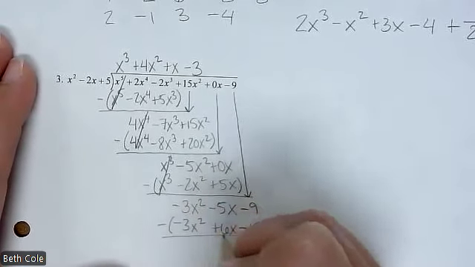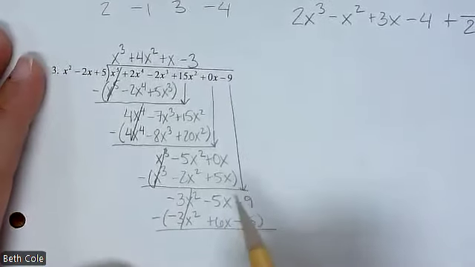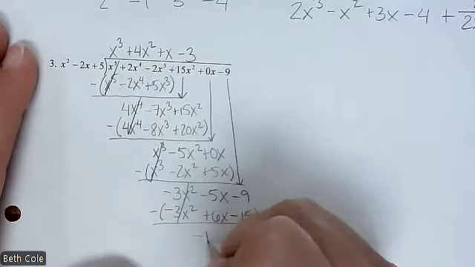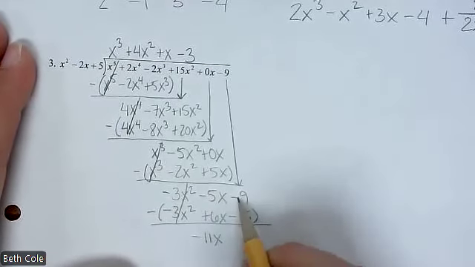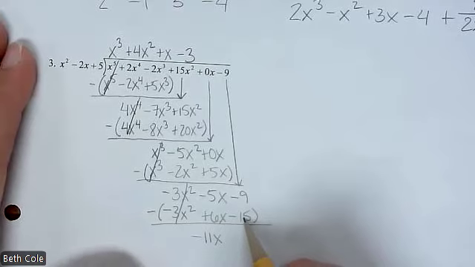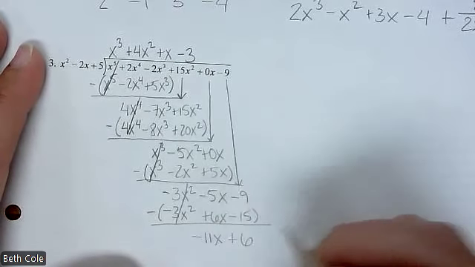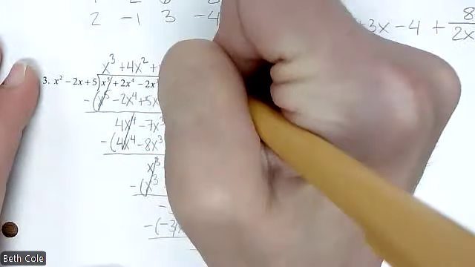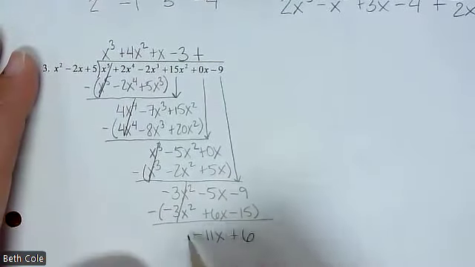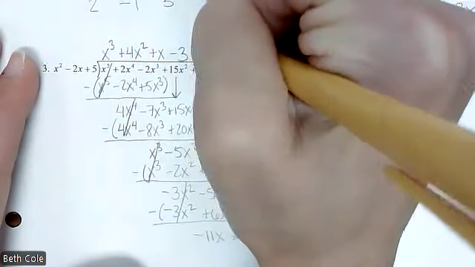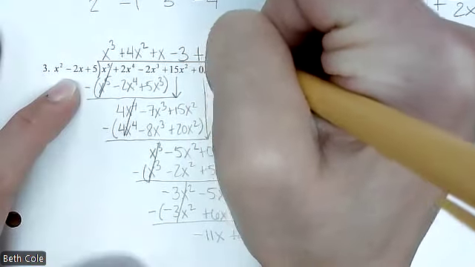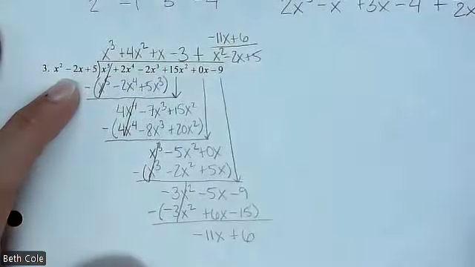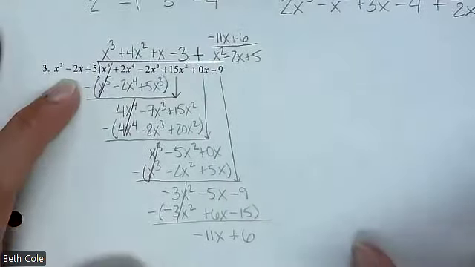Now again, whatever this comes out to is going to be our remainder. It will be -11x and -5 minus 6. And then it's -9 minus negative, so plus 15. So it'll be plus 6. So no matter what with the remainder, just put a plus. It's going to be this, what you ended up with, over the divisor. So the x squared minus 2x plus 5. And then this is all your answer.